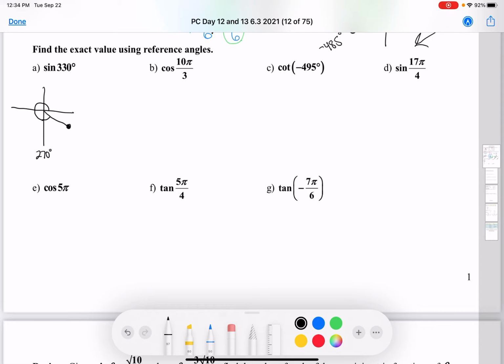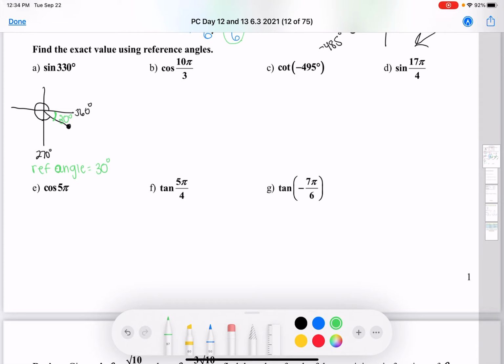And so I'm going to land somewhere here. You could also think of it like, well, we know that a full rotation is 360 degrees. And so 330 degrees would have to be 30 degrees away from a full rotation. Okay, so that is our reference angle. Reference angle equals 30 degrees.